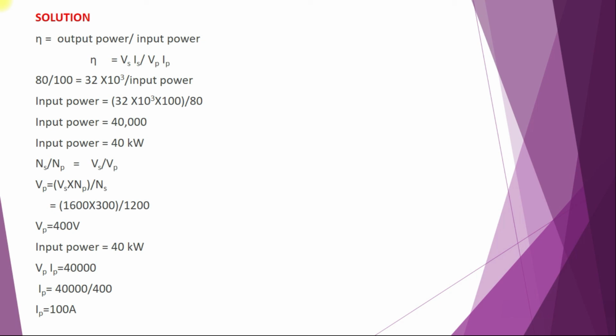Now we know the transformation ratio Ns divided by Np is equal to Vs divided by Vp. So from this equation we can find the value of Vp, where Vp is equal to Vs into Np divided by Ns. Now substitute the given values. 1600 into 300 divided by 1200, which is equal to 400 volt. This is the Vp. Now input power is 40 kilowatt. So from this equation we can find Vp into Ip is equal to 40,000. So Ip is equal to 40,000 divided by 400, which is equal to 100 ampere.